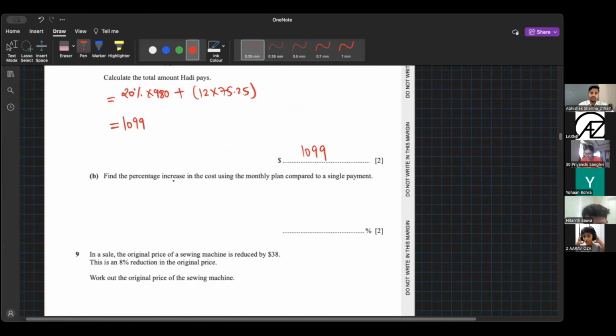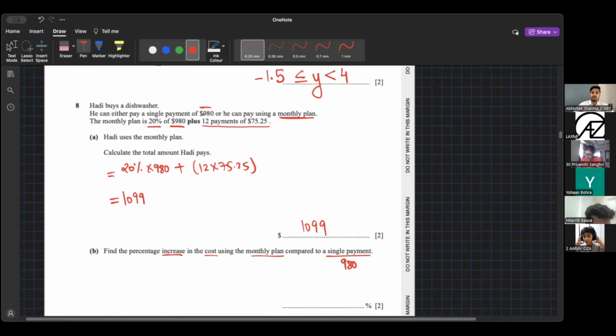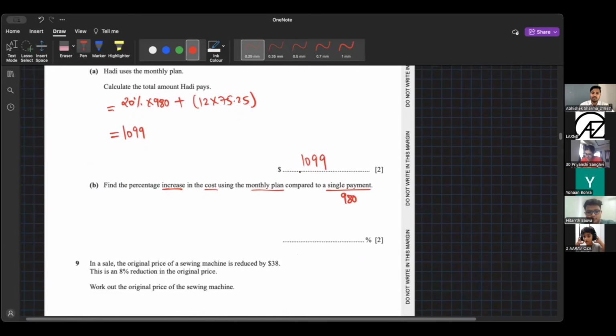Find the percentage increase in the cost using monthly plan compared to the single payment. The single payment was $980 mentioned in the question. Monthly plan is 1099. Percentage increase will be increase, that is 1099 minus 980 divided by the initial value 980 multiplied by 100. Again we will do this in calculator. 1099 minus 980 divided by 980 multiplied by 100, and we are getting it as 12.14.